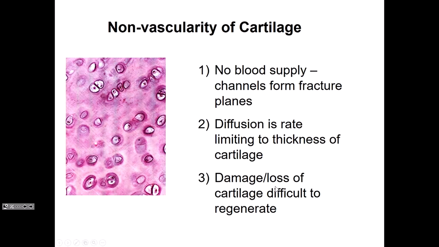But because we have no blood vessels, that means diffusion is rate limiting, okay? Diffusion is rate limiting, which means then that the thickness of the cartilage is also limited. You can't have very thick cartilage because diffusion is much slower than if you had a blood vessel penetrating into the cartilage. So if diffusion is rate limiting and the thickness of the cartilage is small, what that also translates into is that if you damage or lose cartilage, it's difficult to regenerate, okay? Particularly as you get older. If you're younger, it can regenerate more so.